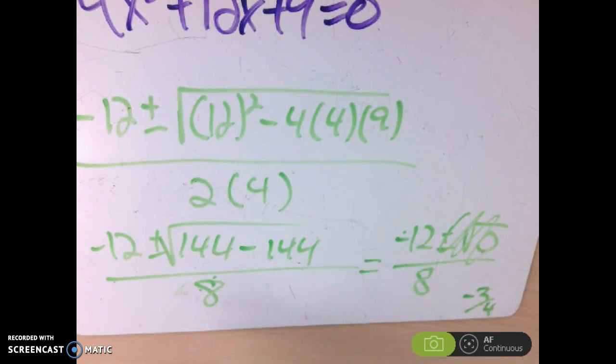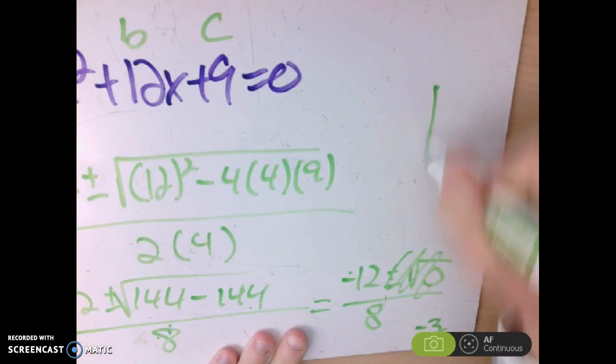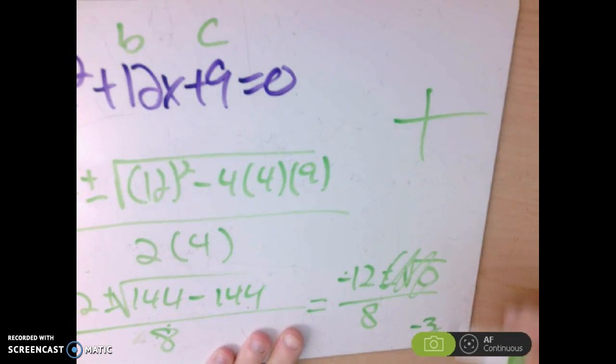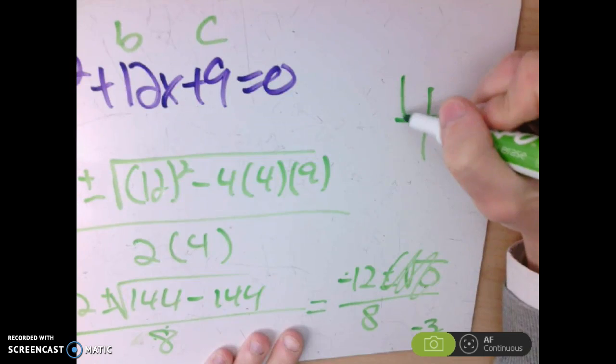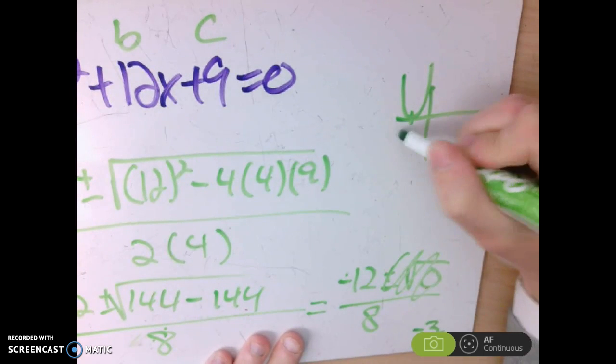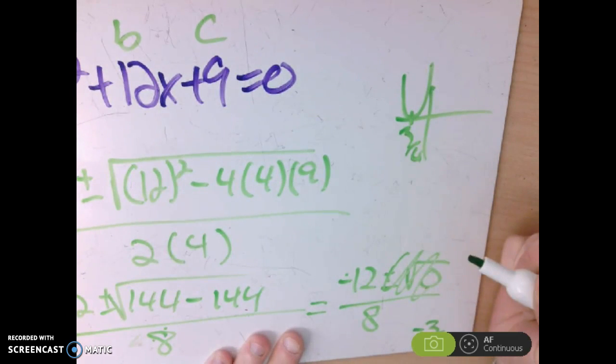And so what that means is that if we were to graph this quadratic, it would just come and touch the x-axis right at negative 3/4, and that would be the only time it would touch it. And that's what we're doing when we're solving quadratics. We're finding the x-intercepts.